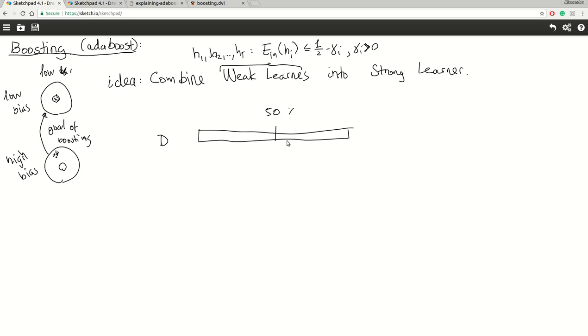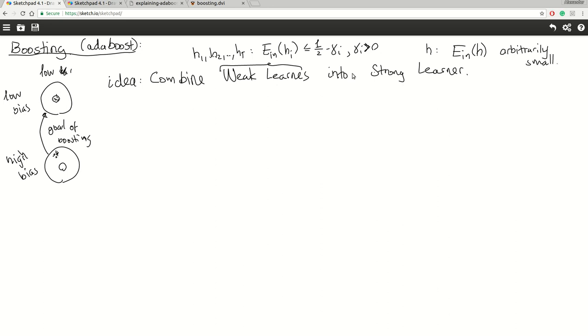What I'm essentially saying is, I just want something very slightly better than the worst I could ever hope for. This will be a weak learner. It's allowed to be better. Then I'll try to combine these into a strong learner. A strong learner will be some hypothesis H such that the in-sample error rate of H is arbitrarily small. So this seems quite ambitious.